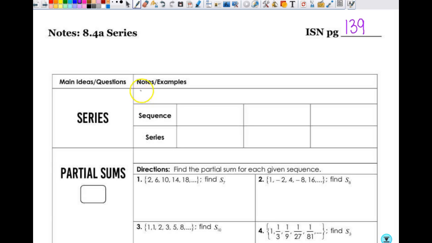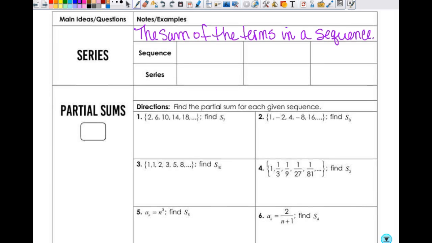So what a series is, is the sum of the terms in a sequence. So a sequence is the actual list of the numbers, or an equation that will get you that. And then a series is the sum of those. So an example of a sequence would be like 2, 4, 6, 8. The series for that sequence would be you adding up those four numbers, which would give you 20.